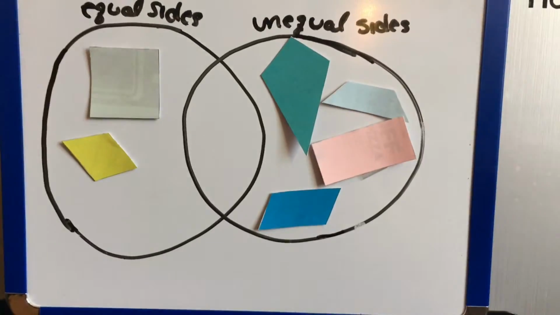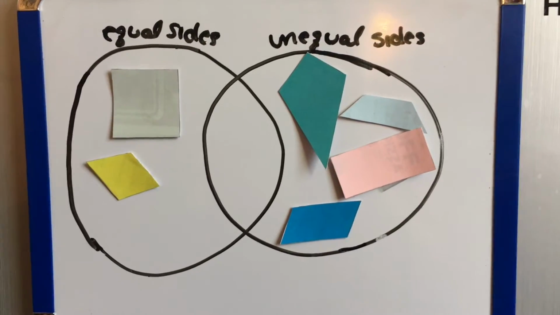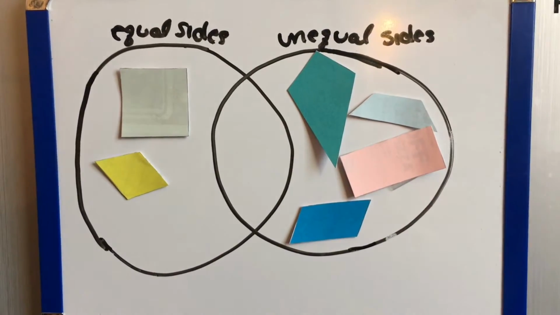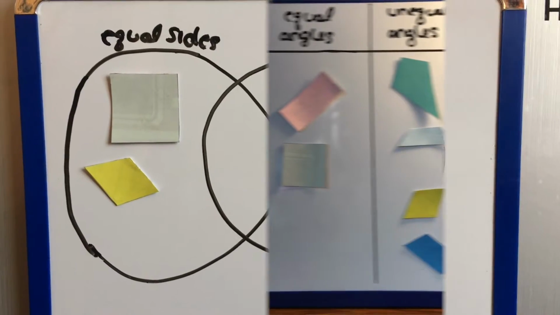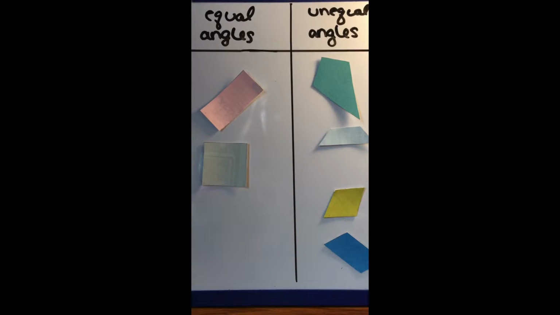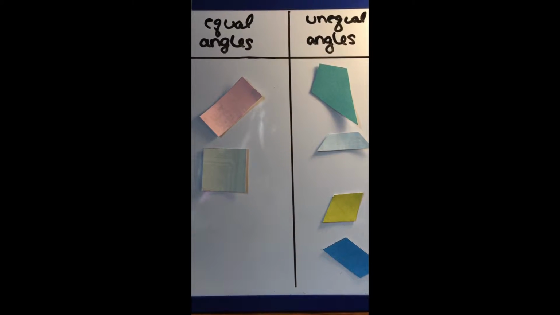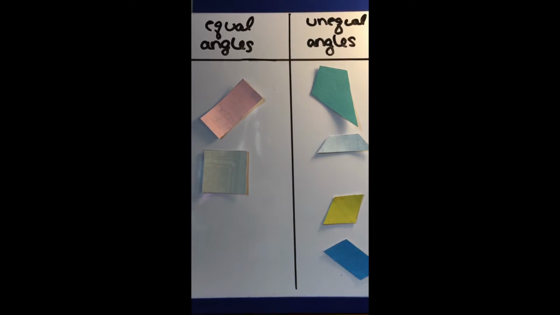As you can see, the sides are very different in all of these shapes. While they are all classified as quadrilaterals, they can be categorized differently based on different characteristics. Earlier we used a Venn diagram to classify these shapes by equal sides versus unequal sides. Now we're going to be focusing on equal angles and unequal angles.